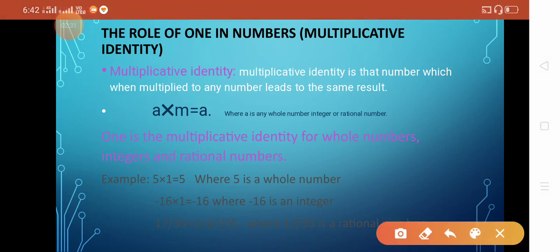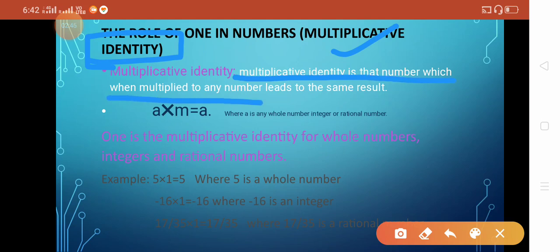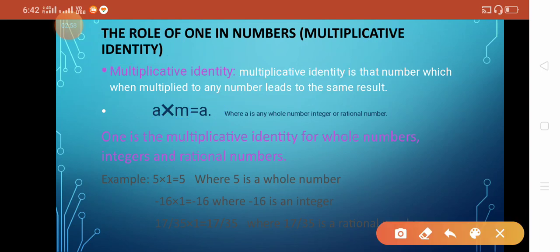multiplicative identity. As the name suggests, identity means same value. Multiplicative means after multiplication. So after multiplication, if you get the same value, that means there is multiplicative identity. The definition is: multiplicative identity is that number which when multiplied to any number leads to the same result. If you multiply a by a number m and the answer is a, then m is the multiplicative identity.